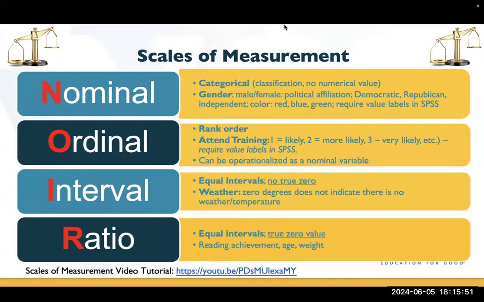But now, there are variables that have the same equal intervals, but they have a true 0 value. Reading achievement, age, weight, it could be 0. So down at the bottom here, I have a very detailed tutorial on the scales of measurement for you to take a look at that goes a little more in depth, okay? But the important thing is that there are 4 scales of measurement. Now, why is that important? Let's go back to SPSS and see how we relate this to SPSS, okay?